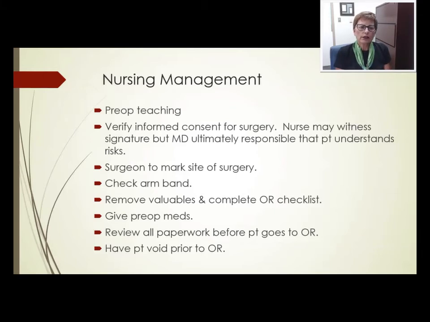The surgeon needs to mark the site of surgery. Say if it's a left arm fracture, they need to mark the left side. It just depends on what it is. If it's a heart catheterization, the doctor doesn't mark it because they may need to change sites anyway. We need to check the armband, verify the name, date of birth, remove all the valuables if they're going into the OR, and complete an OR checklist. We need to give pre-op medications that the physician orders, and we review all the paperwork and have the patient void prior to the OR.